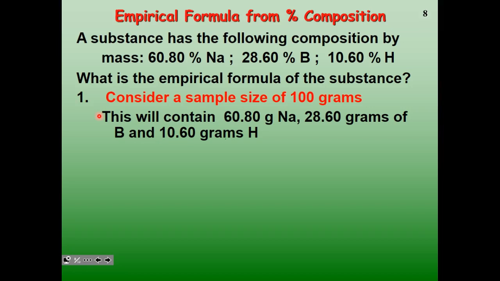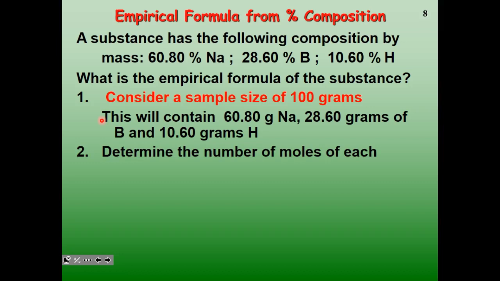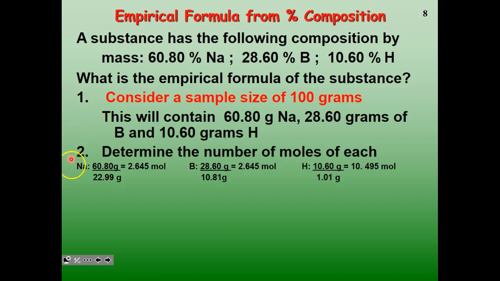All right, welcome back. So the first thing that we did was we figured out how many grams we had of each element. Next thing we want to do is convert our grams of each element to moles. So remember, how do we do that? We divide by the molar mass. So for sodium, 60.8 grams divided by its molar mass gives us 2.645 moles. For boron, the grams that we started with divided by its molar mass also gives us 2.645. For hydrogen, we get 10.495 moles.